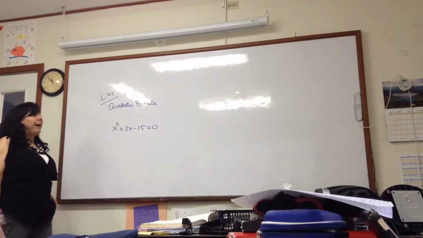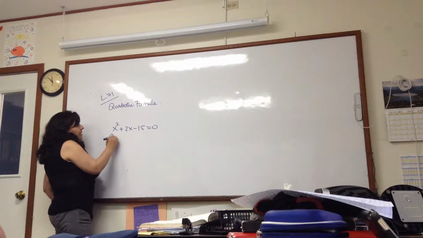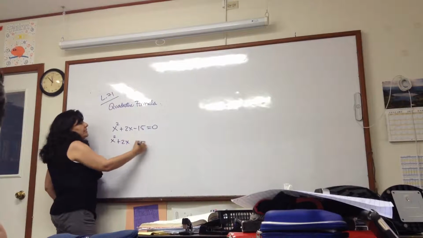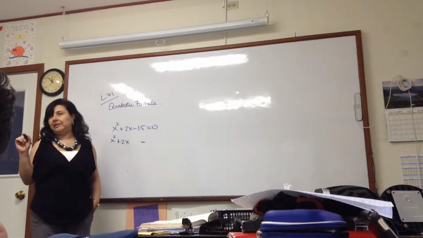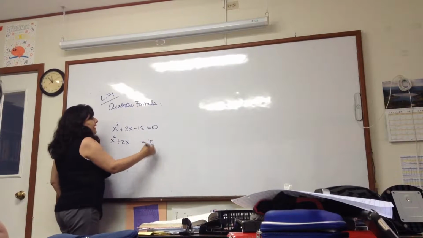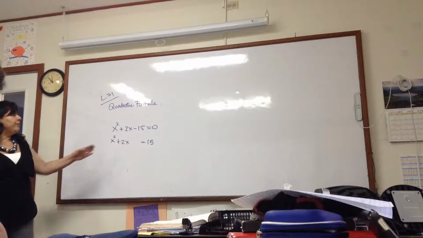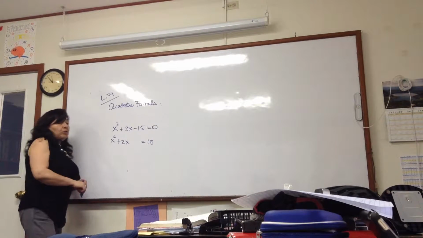When you did it by completing the square, you would do this. X squared plus 2x equals 15. Mr. Lowe's favorites, completing the squares. And you would find what goes in here.